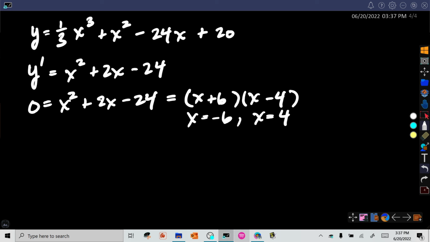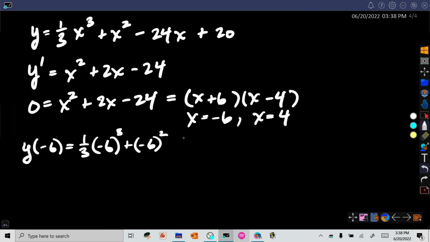Now we need to find the critical points. So I'm going to take these and sub them back into my original. I'm just going to do y evaluated at minus 6 is equal to 1/3 times minus 6 cubed, plus minus 6 squared, minus 24 times minus 6, plus 20. I'm not going to bore you with all the adding, subtracting, multiplying, and dividing, but you're going to get a value of 128.